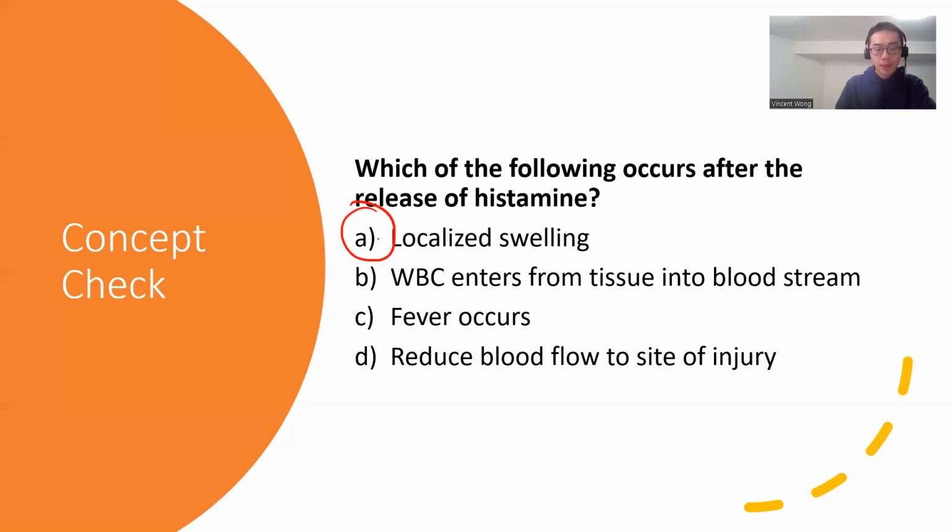Localized swelling is correct. B looks correct, but it's actually the other way around. The statement says white blood cells enter from tissue into the bloodstream, which is the other way around. You want them to go from the bloodstream to the tissue, right? Because where's the infection? Is the infection in the tissue or in the blood? In the tissue, right? So they have to exit. So that's why B is wrong. It's the other way around. Okay, so sometimes you gotta be careful on the quiz. Make sure you read the statement carefully.